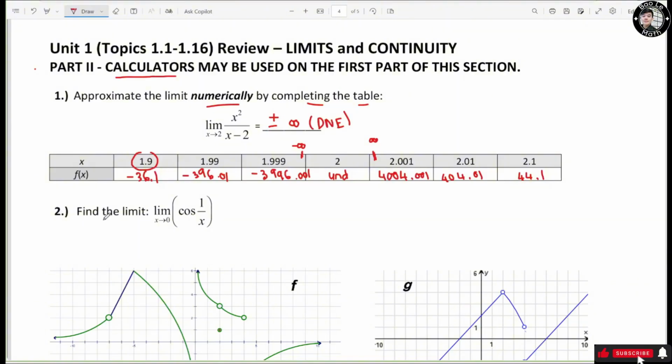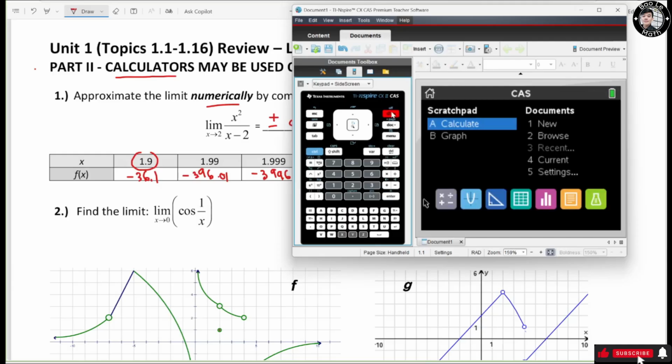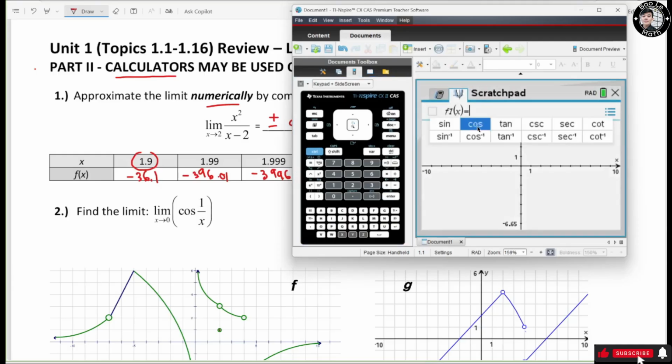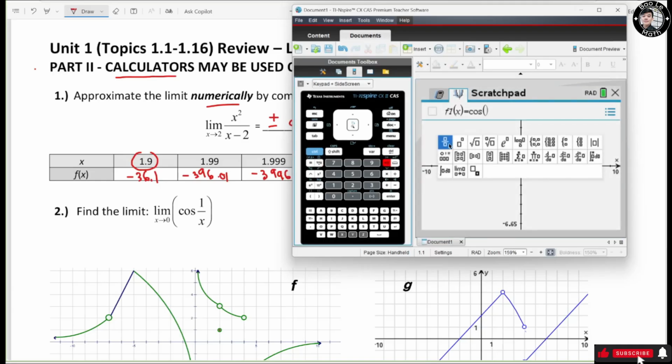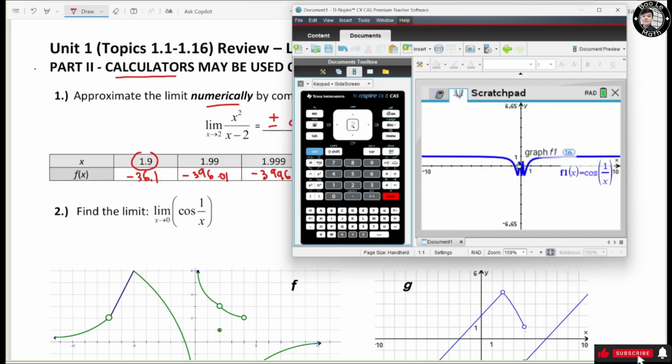Now question 2. Find the limit of the function cosine of 1 over s when s approaches 0. So we just graph this one. We're going to press home screen right here, graph. Then hit enter. It's going to be right here. And you see that the limit of this function when s approaches 0 is oscillating. So the limit of this function does not exist.